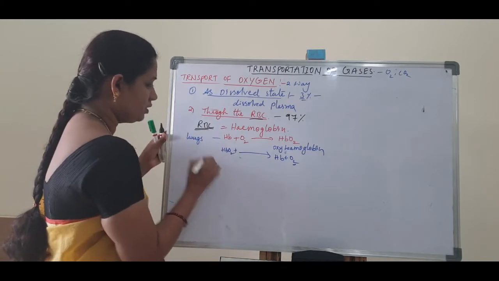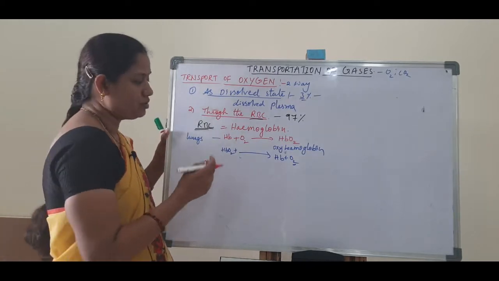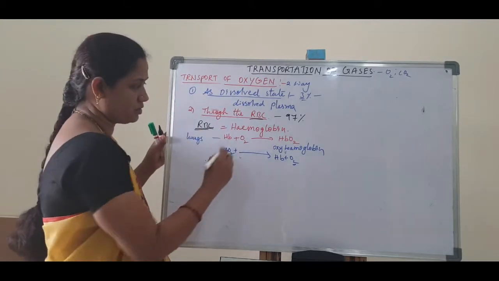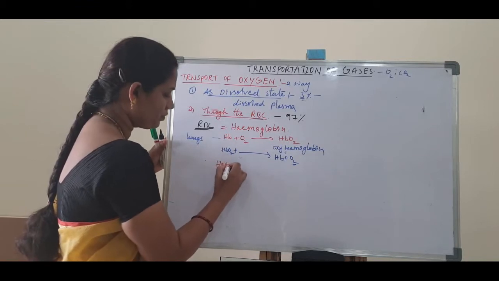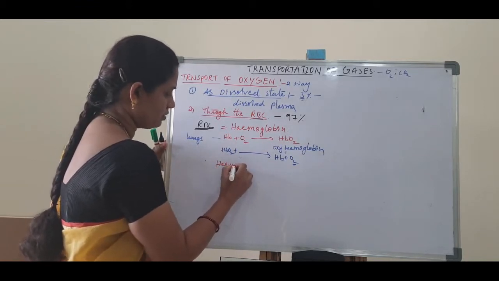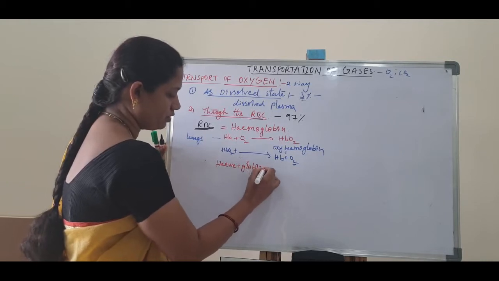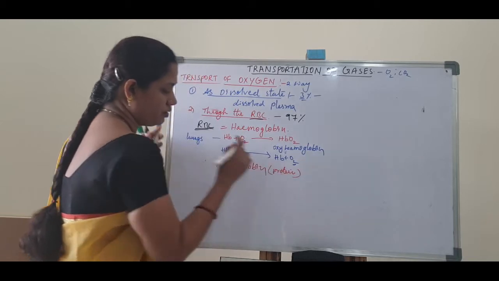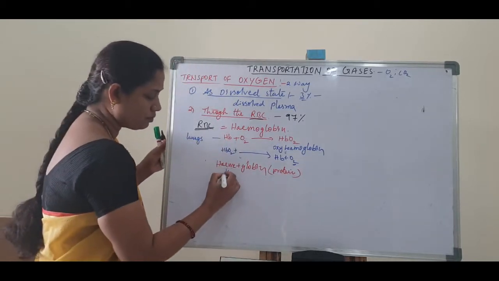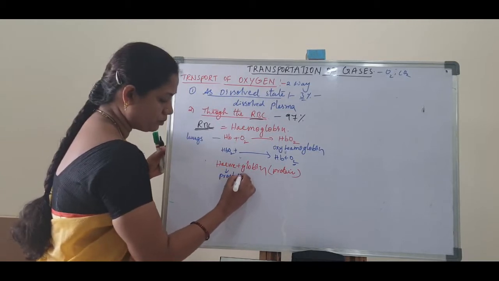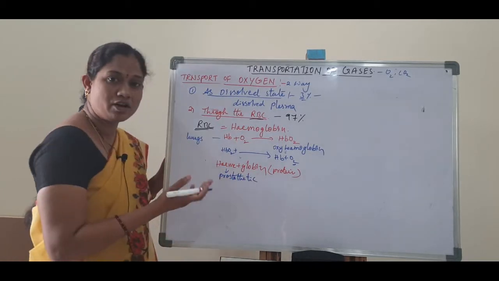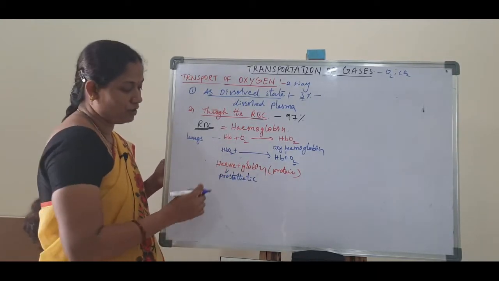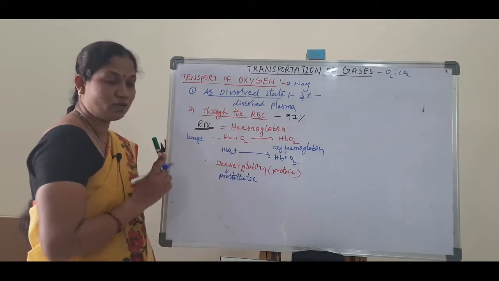Next, we will learn about hemoglobin. In the hemoglobin, two parts are present. They are heme plus globin. Globin is a protein part. Heme is the prosthetic group. Prosthetic group means non-protein part. These two, a protein part and a non-protein part, are present in the hemoglobin. So heme is also called the prosthetic group.